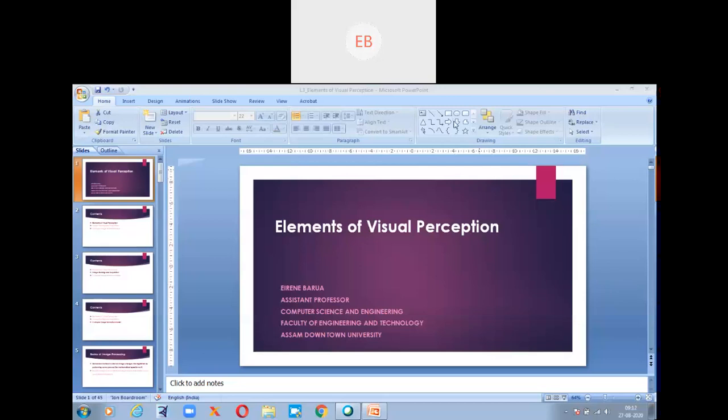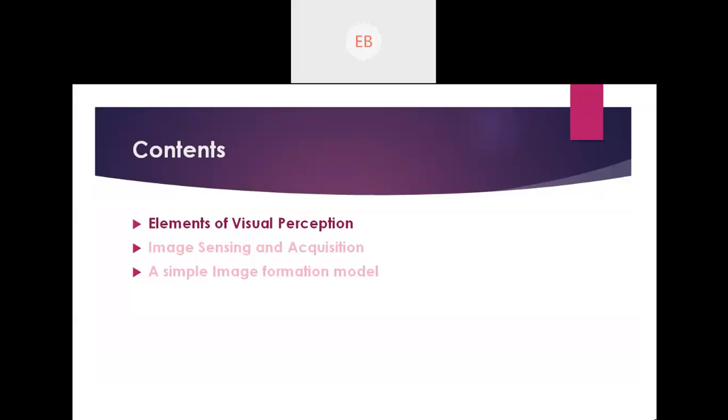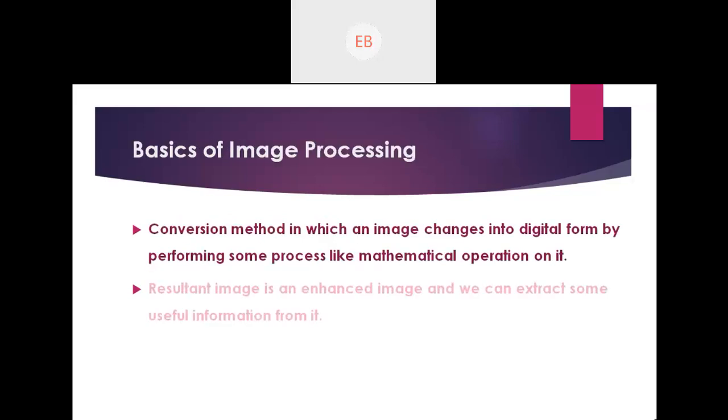Okay, so good morning, students. Today we'll take up a new topic, that is elements of visual perception. In elements of visual perception, I'll be taking up actually three topics. One is elements of visual perception, one is image sensing and acquisition, and then I'll take up a simple image formation model. Okay, so going on to first, basics of image processing.